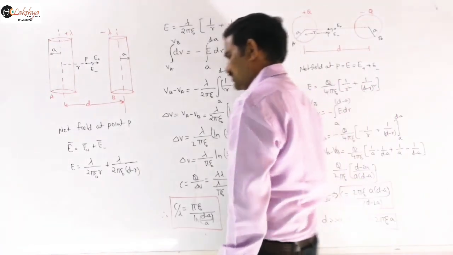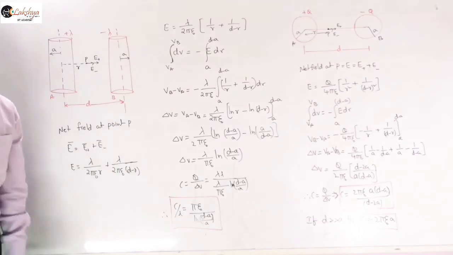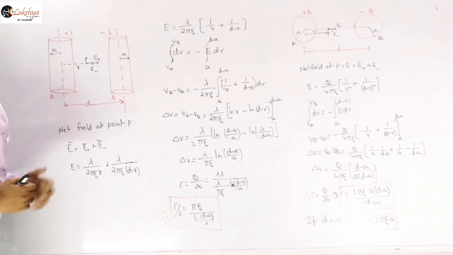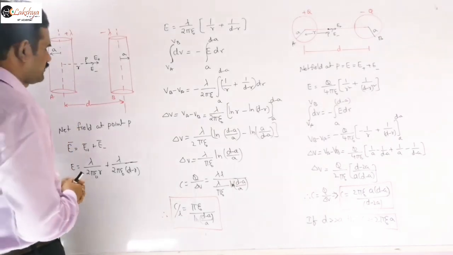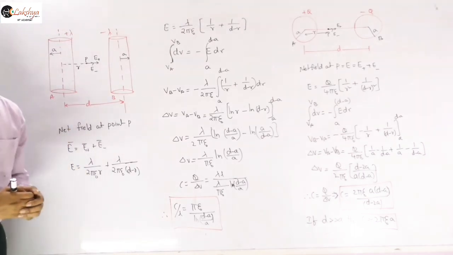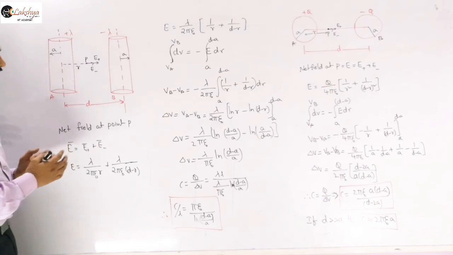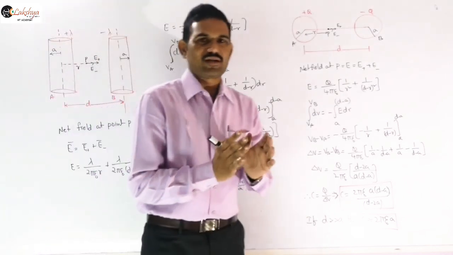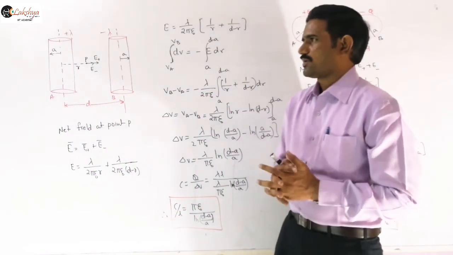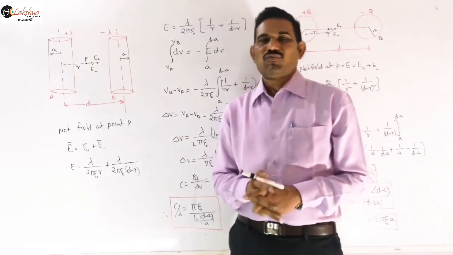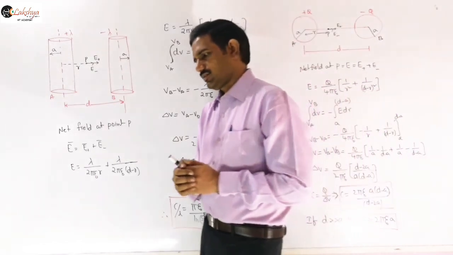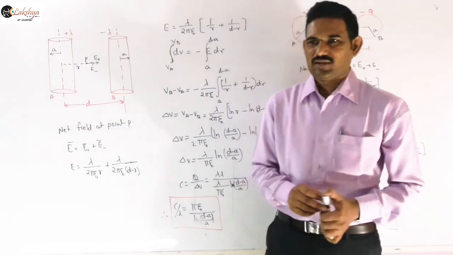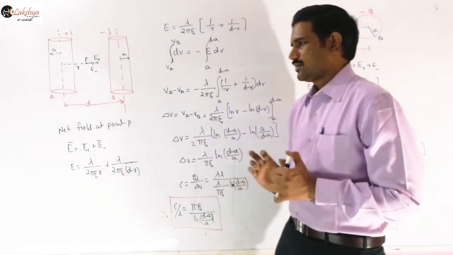Now write down these two problems here, and these are important problems. So note this down. Two long cylindrical wires, each of radius A, are separated by a distance D, placed parallel to each other at a separation D. Then find the capacitance between these two cylindrical wires. So that is the given question.